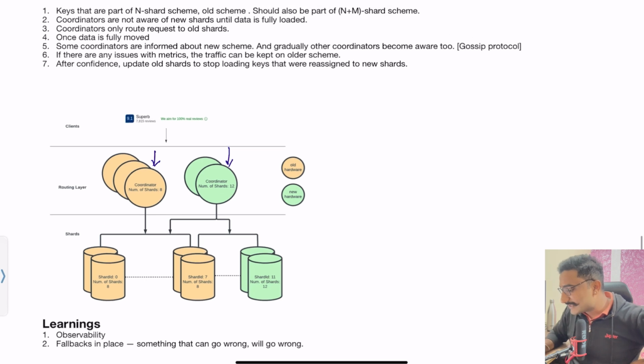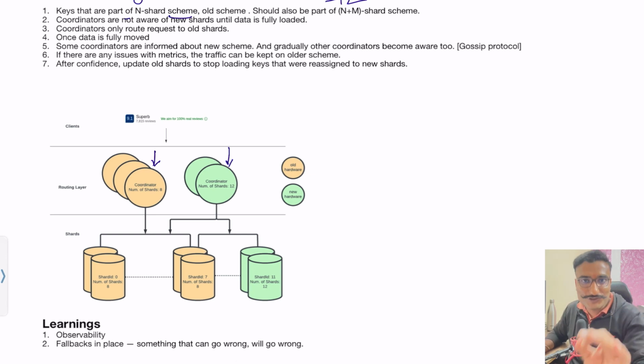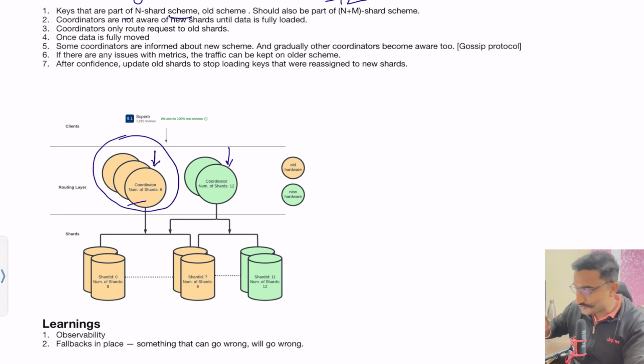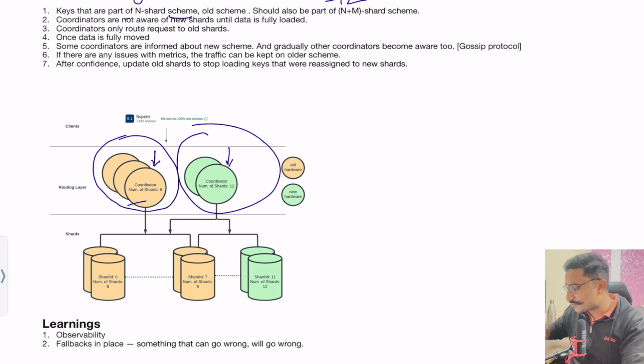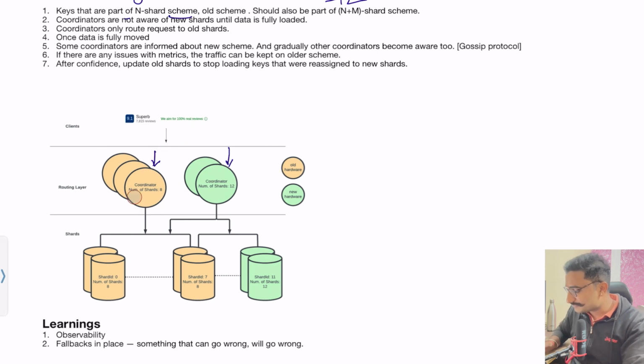So when I say keys that are part of the n shard scheme, so n is your 8, should also be part of the n plus m shard scheme. So n plus m is your 12. Okay, so you have 8 plus 4. So whatever data you have stored in this scheme should also be present in this scheme. Okay, so we are clear with this.